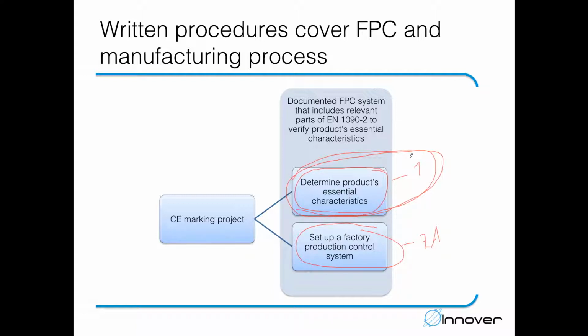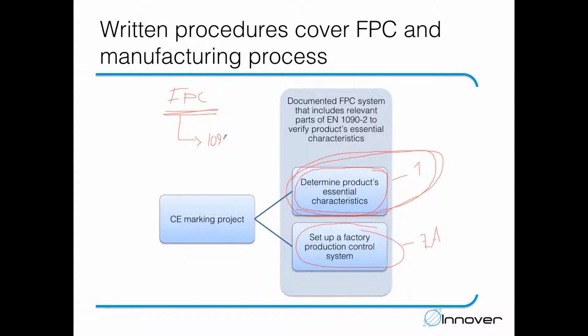So what we are going to end up with is that you're going to have the FPC system that is used to control basically the overall activities of your company. And in most cases this would suffice. But here you're also going to have a manufacturing control system that is based on the EN 1090-2 requirements.